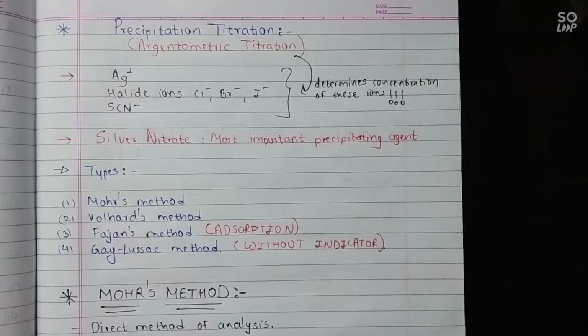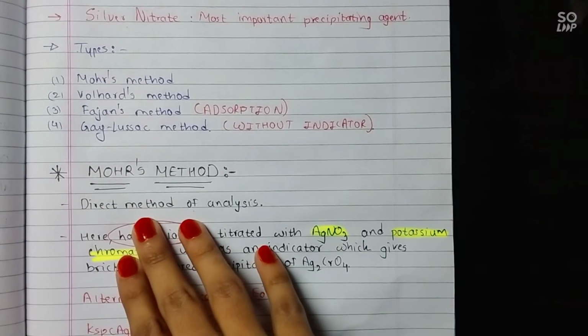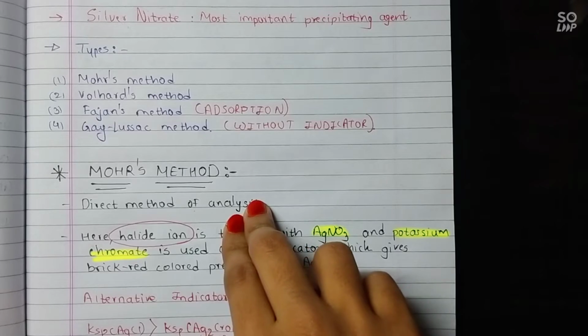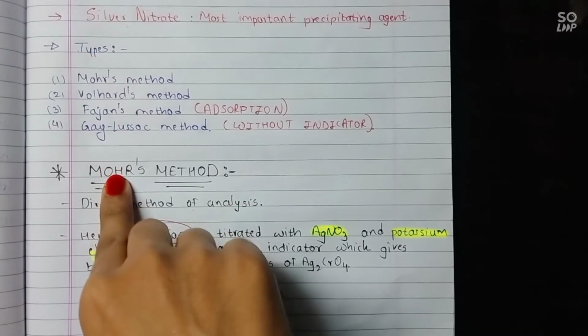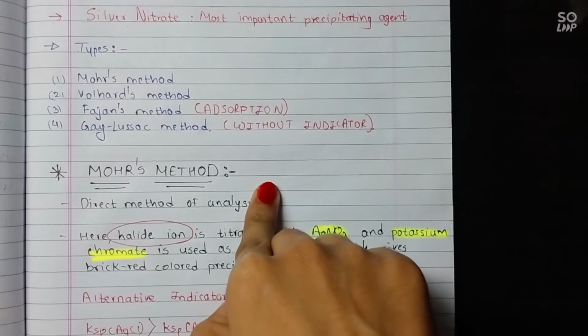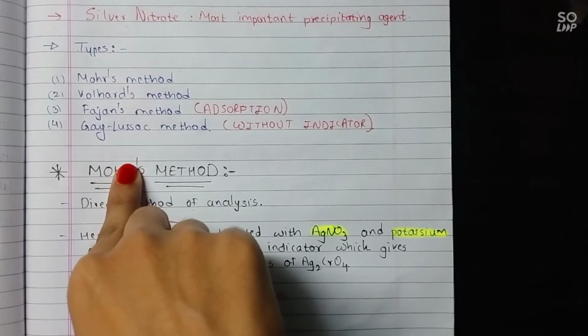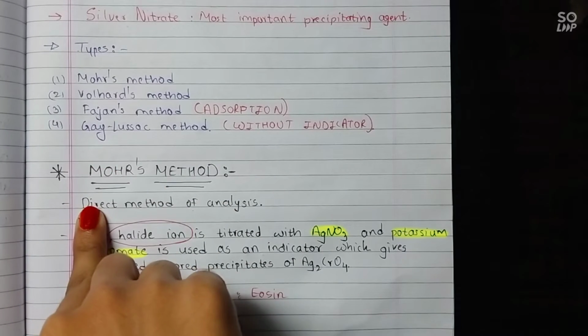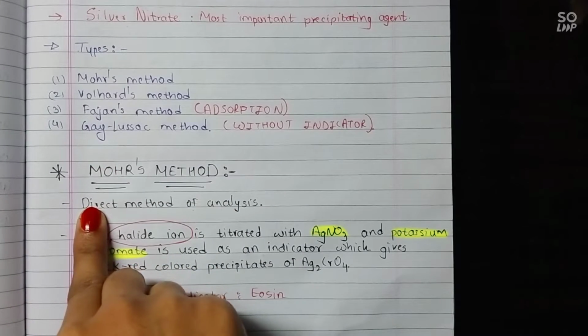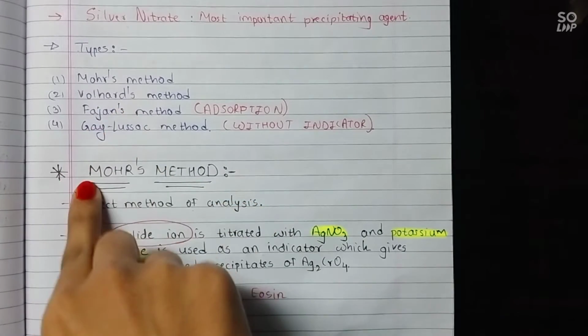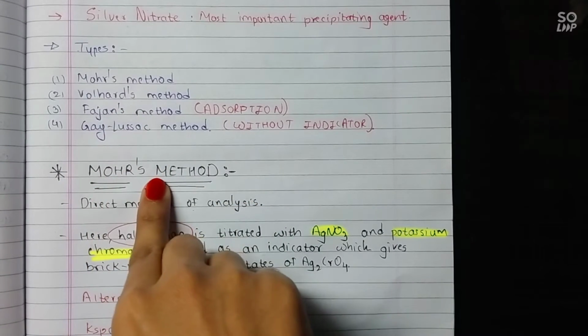Mohr's method is a direct method of analysis. Sometimes even MCQs are asked, like Mohr's method is a direct method, indirect method, none of the above or all of the above. Then you should know that Mohr's method is a direct method of analysis. On the other hand, Volhard's method is an indirect method of analysis. So right now let us focus just on Mohr's method.